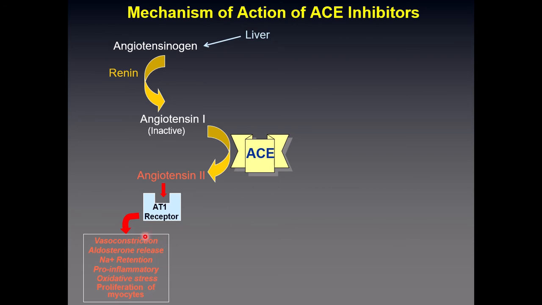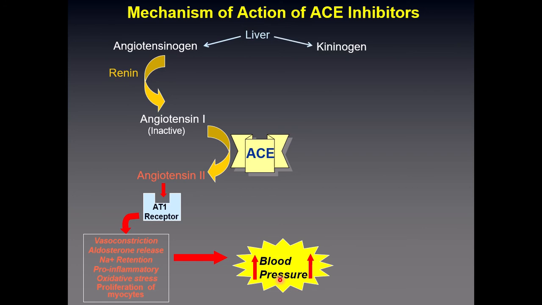definitely, on the angiotensin 2 acting on these type 1 receptors, the following functions happen: vasoconstriction, aldosterone release, sodium retention, pro-inflammatory oxidative stress, proliferation of the myocytes. And with vasoconstriction, aldosterone release, and sodium retained in the body, the blood pressure will definitely increase. What will happen next?